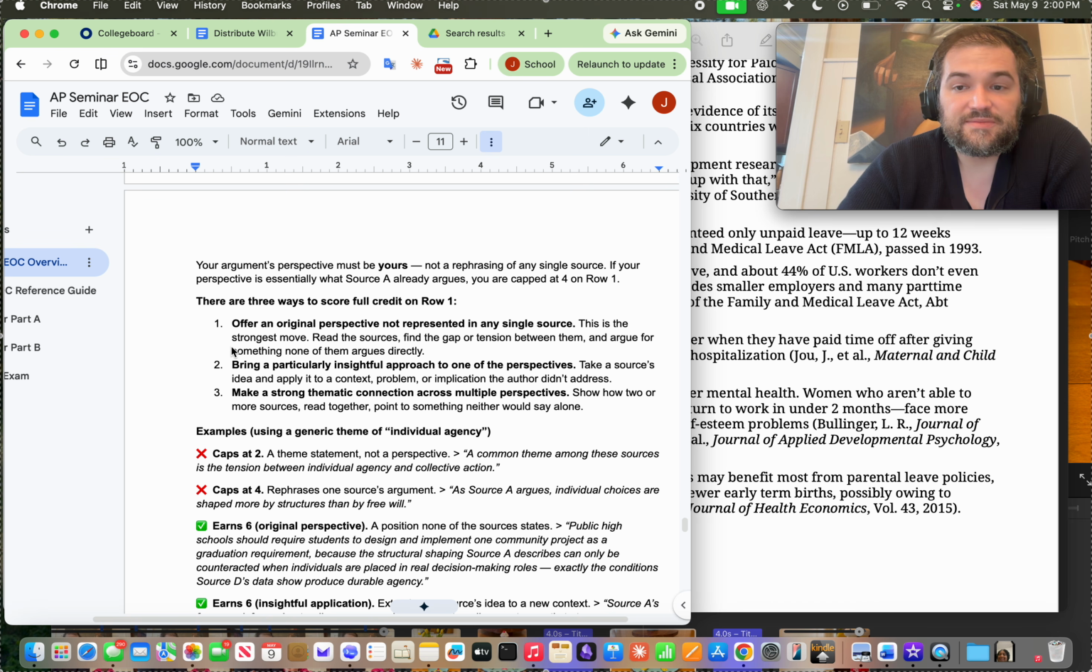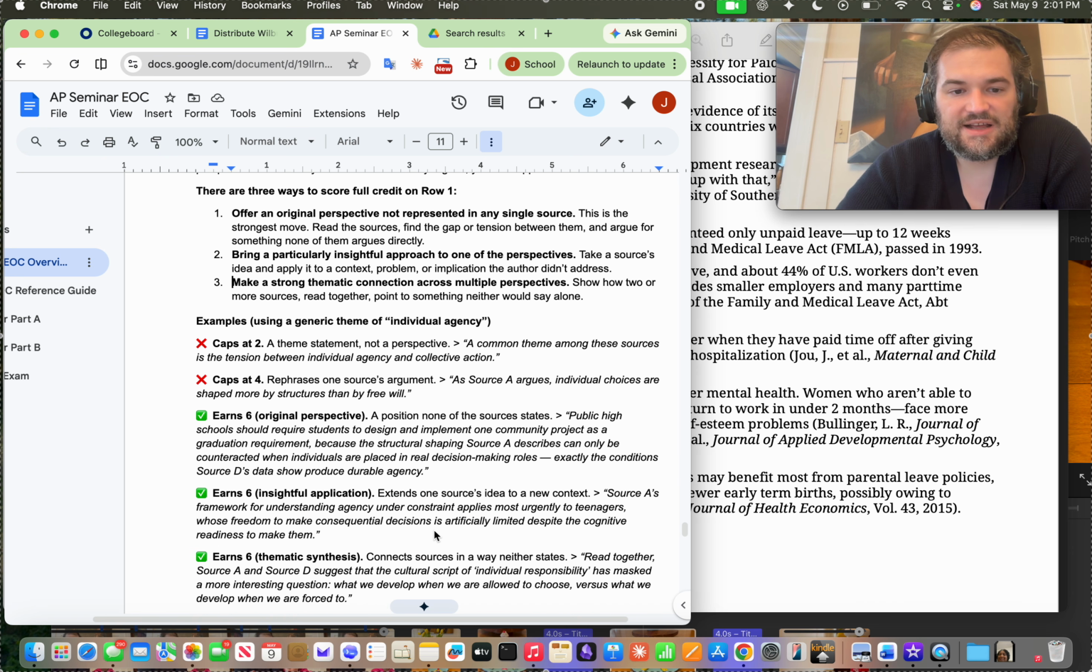Now, another one you could do is apply one of their perspectives in a very sophisticated way. You can apply the first one to a school context, or both of them. You could apply the second one to a policy problem. And the third is you make a strong thematic connection. You find a way that, if you read them together, they say something that isn't contained in either one alone.